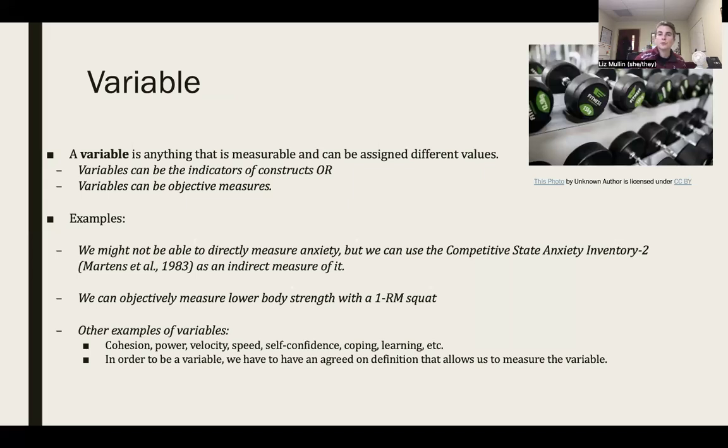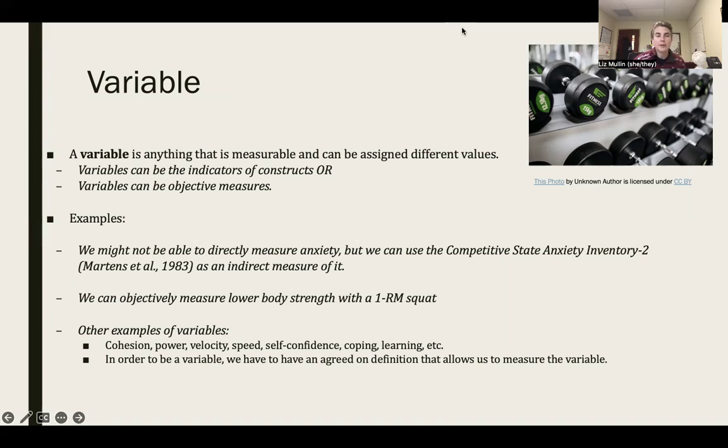Those are captured through variables. The example I have here for you is the weights on the right. A variable is something that is measurable. It has to be able to be measurable, and it can be assigned different values. And so we can assign lots of different weights. We can assign different heights. I'm quite short. Most of you are probably taller than me. Those are all different measures of height. Variables can also be measured, though, as those proxy indicators. So we have measures of anxiety.